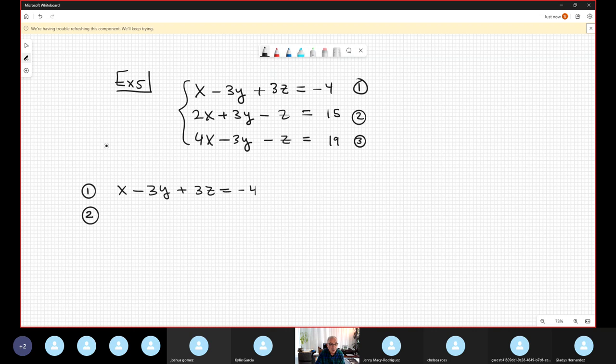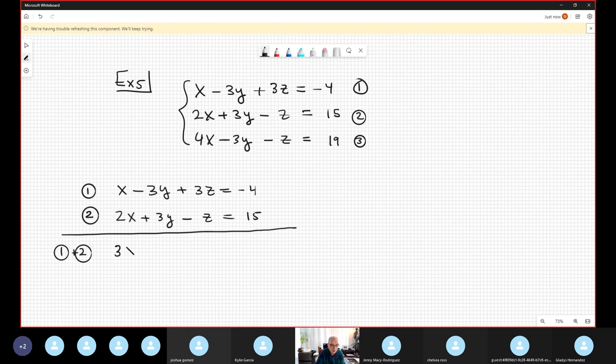This is equation one. I copy the equation two. Okay, now ready for elimination. Equation one plus equation two. In standard form, this is by column: the column of the X, the column of the Y, the column of the Z, and the column of the right-hand side, which is just a number.